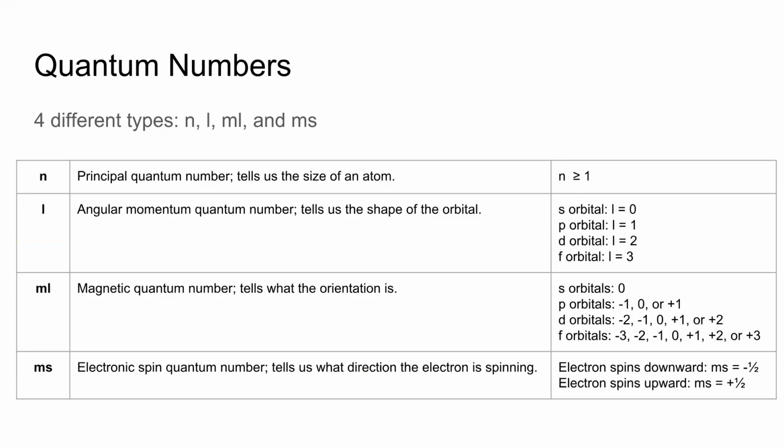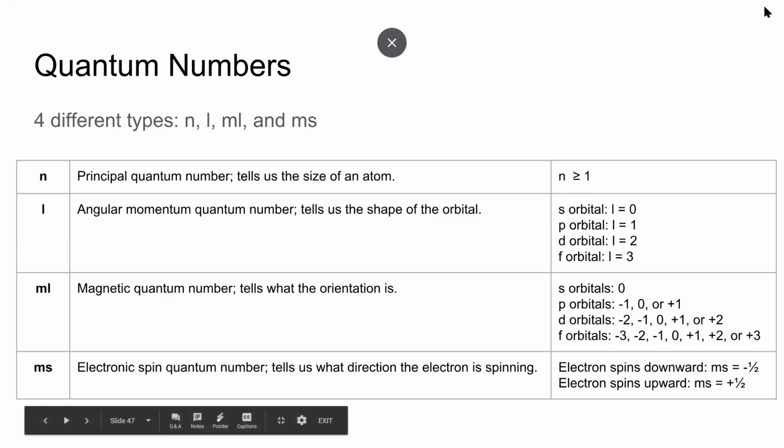Quantum numbers. So, mind helping me out explain this, Claire? Oh, yeah. So there are 4 different types of quantum numbers.